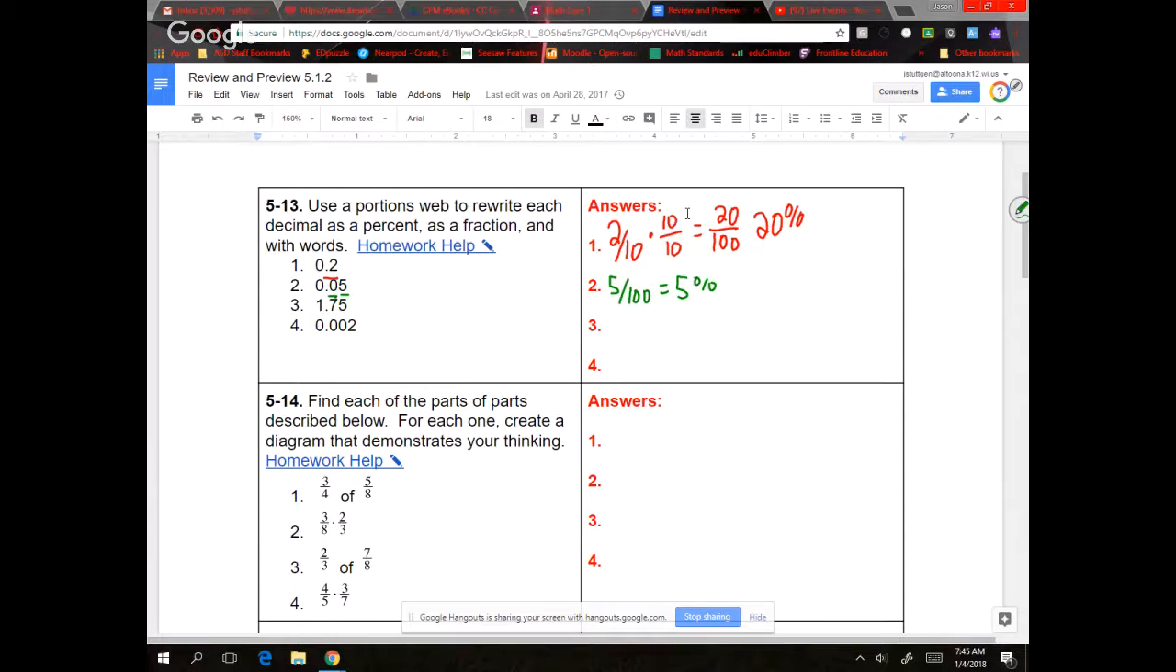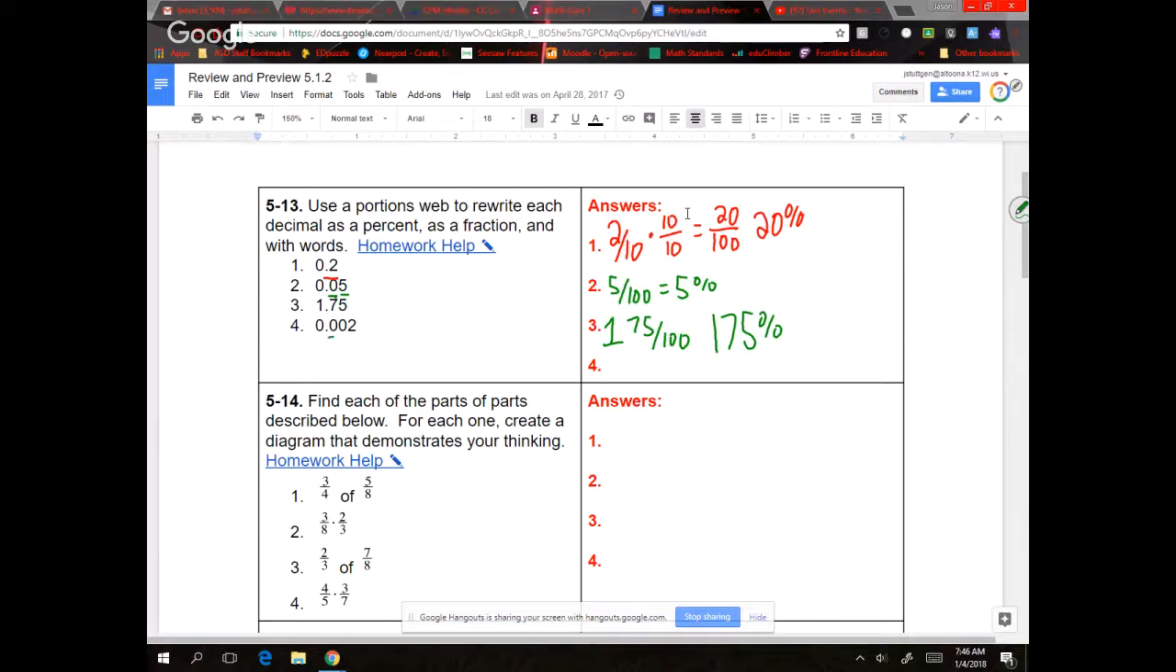Next one, 1.75. Well, I know I have a whole already, so I got one whole and 75 hundredths more. And most of you probably know this one just by looking at it, that it's 175%, because most of you are good with 75, 25, 50, because they're like quarters and money. This last one here is the one that tricks most people.